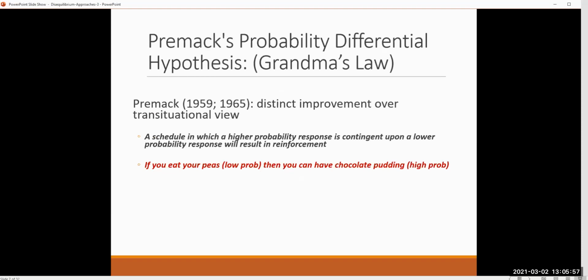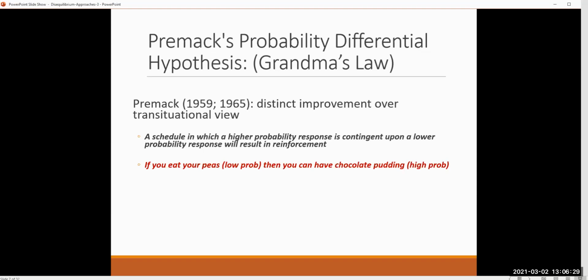law. And this probability differential model says a schedule in which a higher probability response is contingent upon a lower probability response will result in reinforcement of the lower probability response. We can say this very easily. If you eat your peas, which is a low probability behavior, then you can have chocolate pudding, which is a high probability behavior. So you can't do something you like to do a lot until you do something you don't like to do very much at all. And so we've simply set that contingency, and we know that that works.